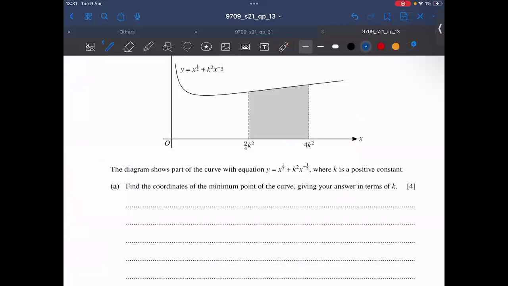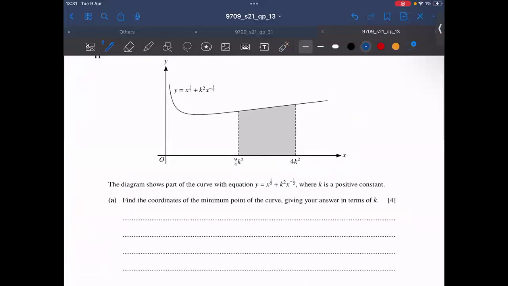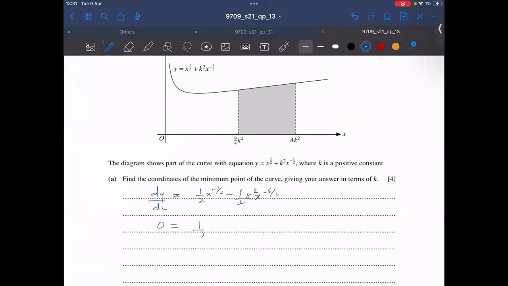Find the coordinates of the minimum point of the curve. dy over dx is equal to half x to the power of minus half, plus minus half k square x to the power of minus 3 over 2. So let's keep that equal to 0. Let's factor out half x to the power of minus half. Then you'll be left with 1 minus k square x to the power of minus 1.